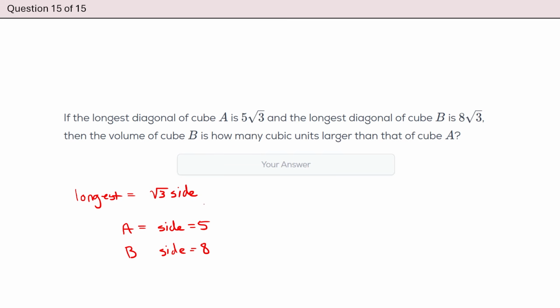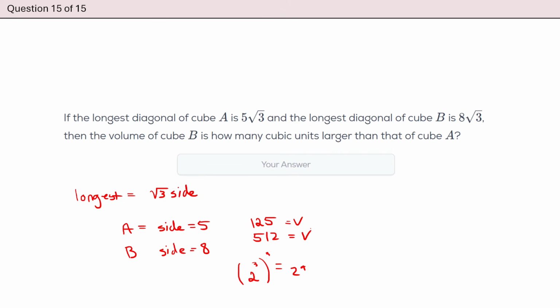All right, so here we go. If A has a side length of 5, what is its volume? Its volume is going to be 125, right? 5 times 5 times 5. That's the volume. If the side length of B is 8, it's going to be 8 times 8 times 8, which I think is 8 is 2 to the 3, right? And we're doing that 3 times. So this is going to be 2 to the 9th, which I think is 512, if I'm not mistaken.